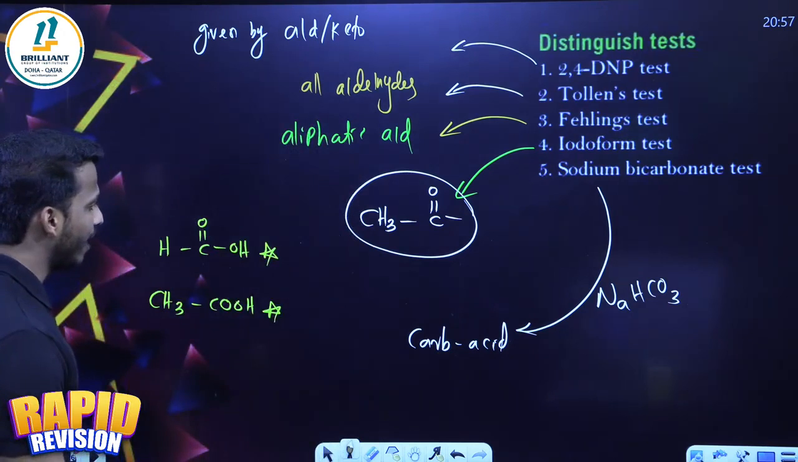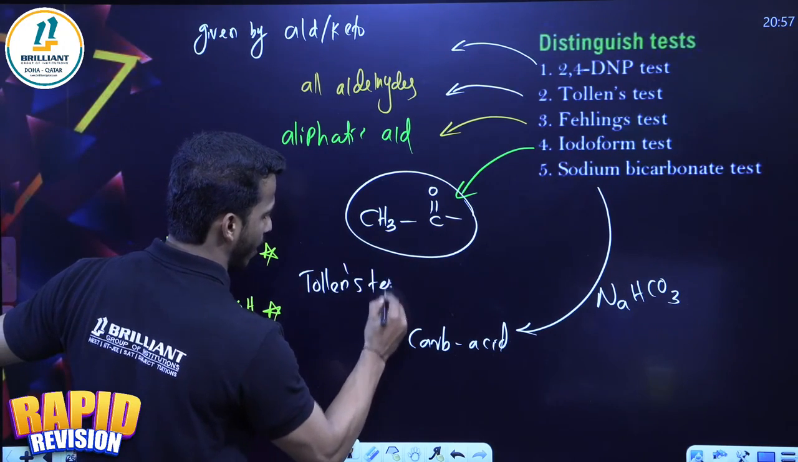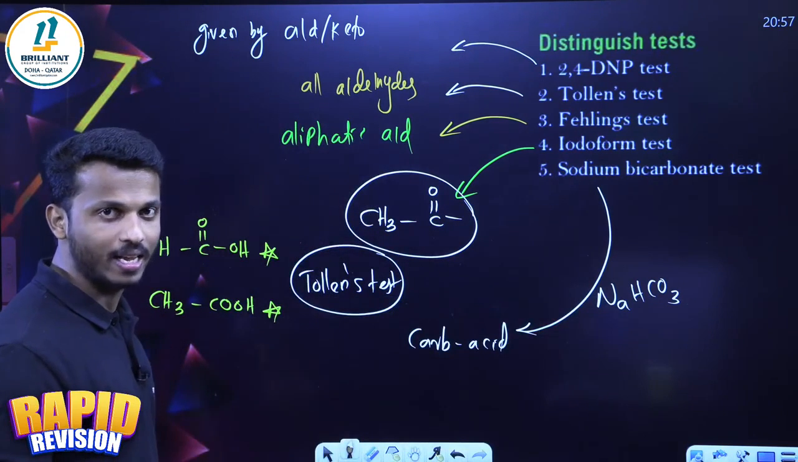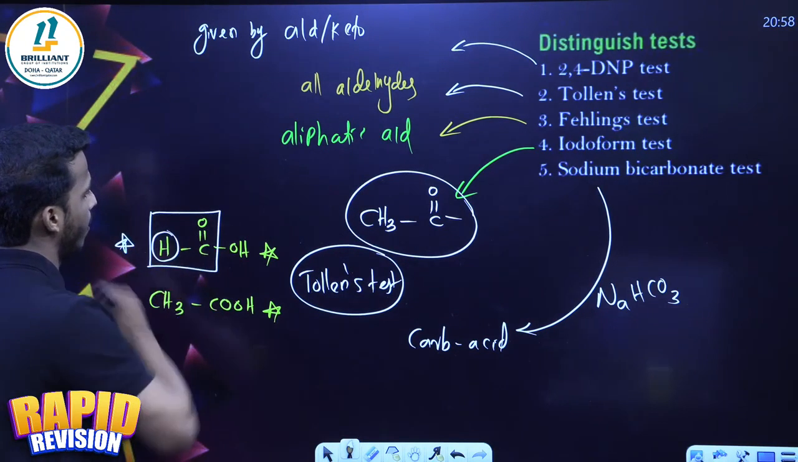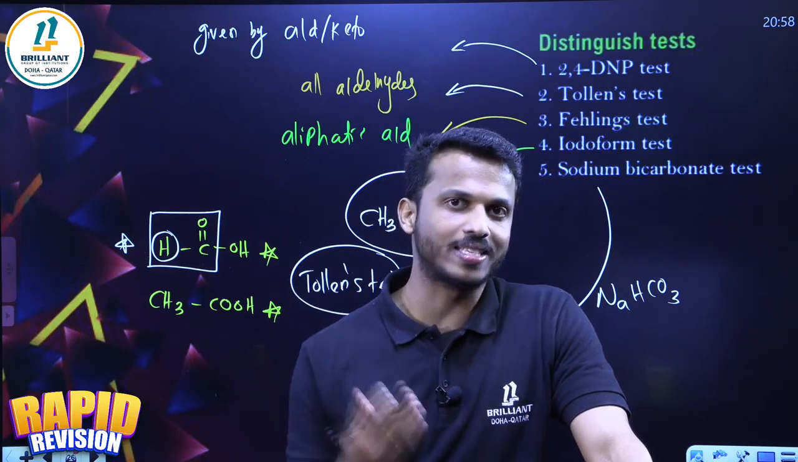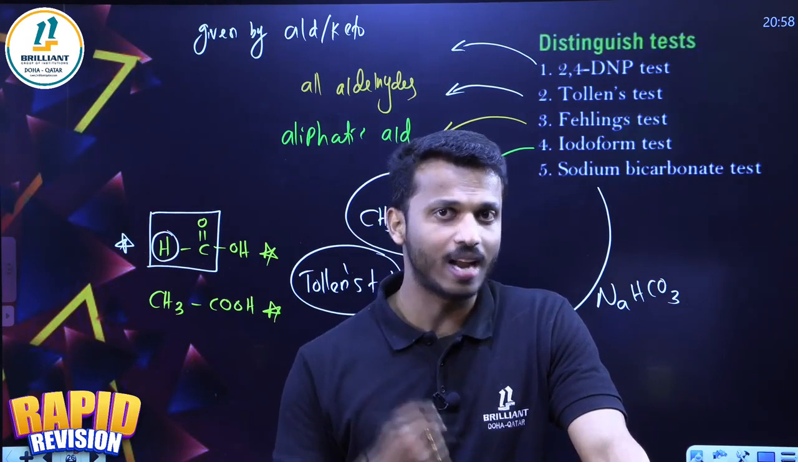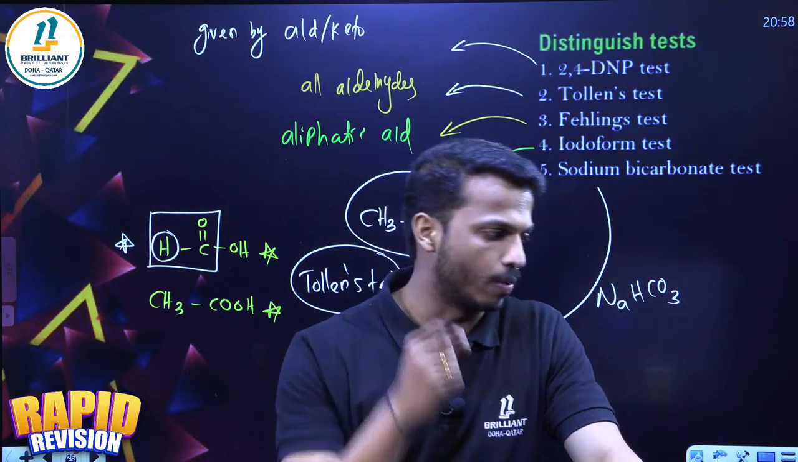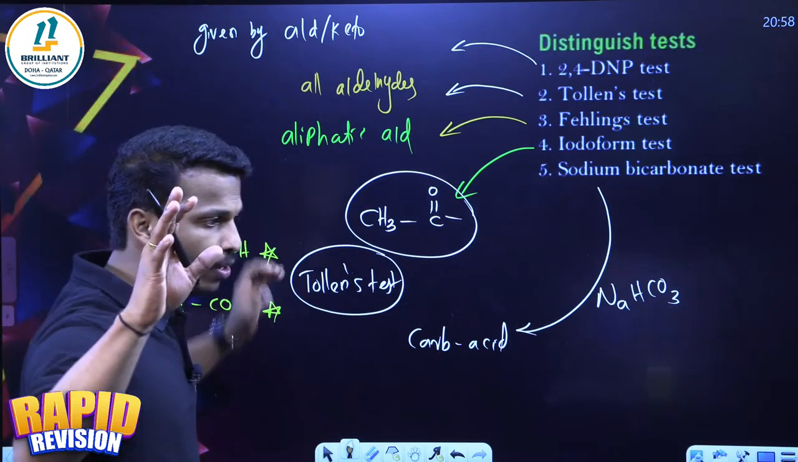Not iodoform test. Methanoic acid and ethanoic acid, we distinguish through, dear all, Tollens test. Why? Tollens test is normally given by aldehydes, right? In methanoic acid, you can see there is an aldehydic hydrogen, a CHO group. So methanoic acid and any other acid, we can use Tollens test, because Tollens test is given by aldehydes. Methanoic acid has an aldehydic hydrogen, so it will give Tollens test. Dear all, have you noticed this point?